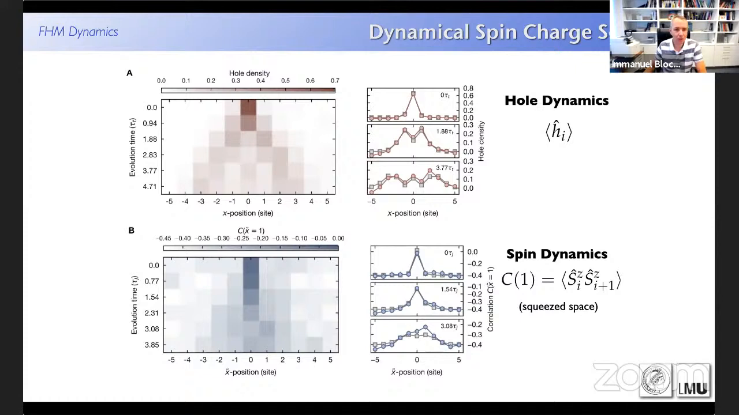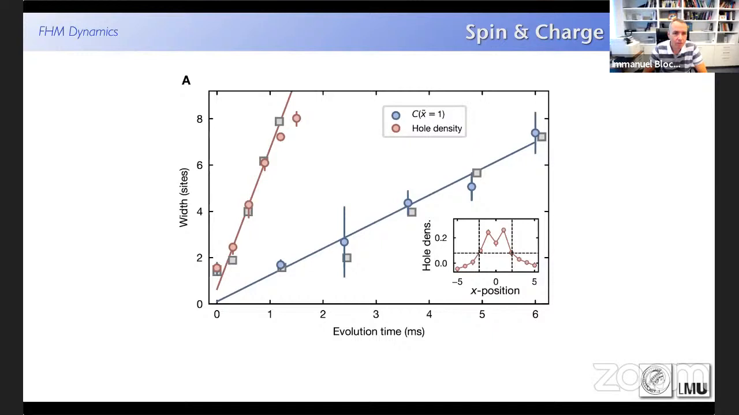We can also look at the spin-spin correlator, the neighboring spin correlator, and look at how that propagates. And you see that it also makes a cone. There's no visible interference pattern in between, simply because our temperatures are a little bit too elevated to see any kind of interference structure there. But there's clearly something spreading out. So we can take the width of that thing that's spreading out and plot it as a function of time. And then we see that for the hole and for the spin, we get two very different propagation velocities corresponding to those two quasi-particle excitations. This is the holon moving with its velocity, and this is the spinon moving with its other velocity.